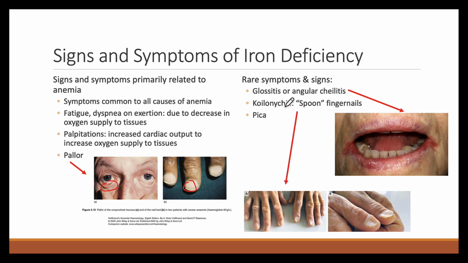You can also see koilonychia, which is referring to these spoon fingernails. They have sort of a concave spoon shape. They're much more friable and brittle. And then pica is what we often see, a craving for unusual foods and substances like ice or dirt. It's very, very common.